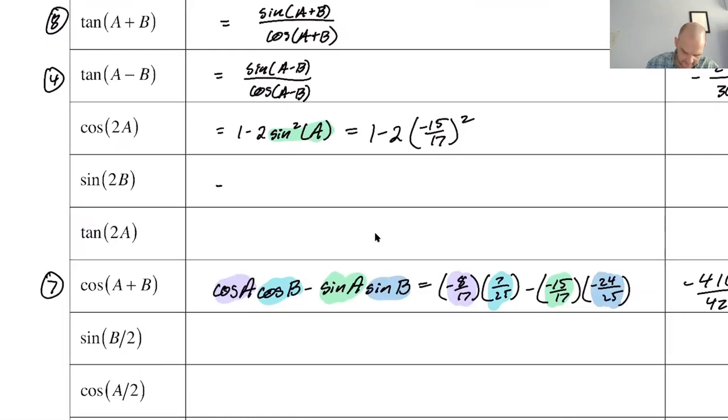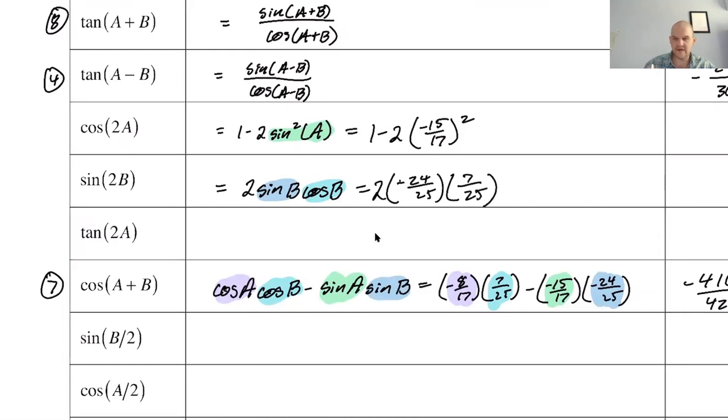Sine of 2b. You actually don't really have a choice, just 2 sine b cosine b, right? There aren't multiple formulas for this. So this will be, what colors are you? Sine of b is the one I don't like. And then cosine of b is the one that looks sort of like it that I do like. So this will be negative 2, negative 24 over 25. And then cosine of b, 7 over 25. Do that on the calculator in a second.